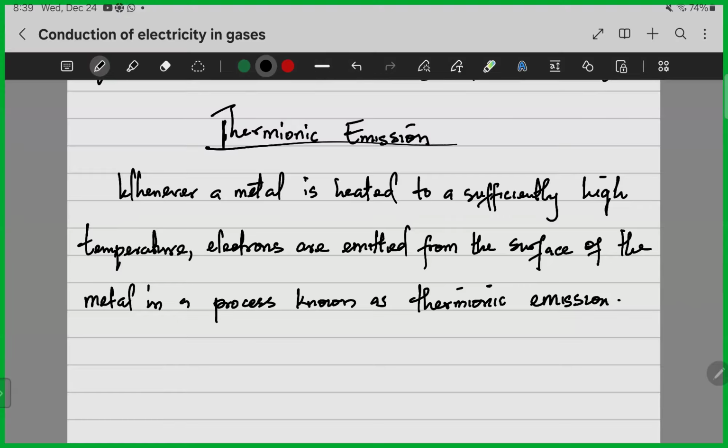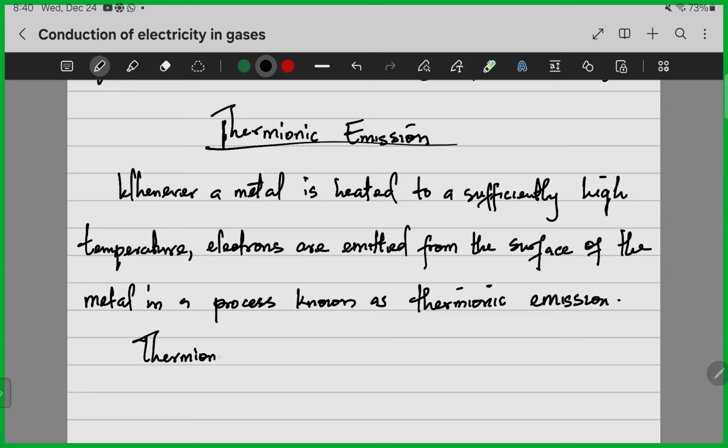So now I want you as a student, a physicist, or whatever state you find yourself, to be able to define things after you are given what I call the backward definition. They just explain it by saying whenever a metal is heated to a sufficiently high temperature, electrons are emitted from the surface of the metal in a process known as this. Now, if I ask you to define thermionic emission, you should say thermionic emission is the process by which electrons are emitted from the surface of metal when the metal is sufficiently heated to a high temperature. So let's write that down.